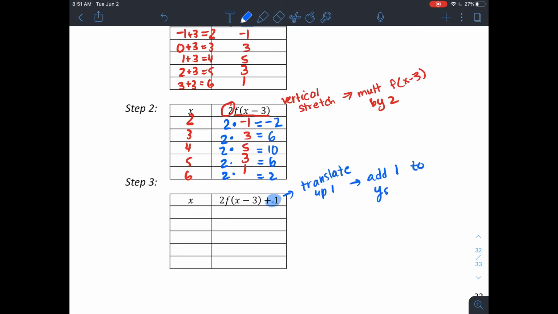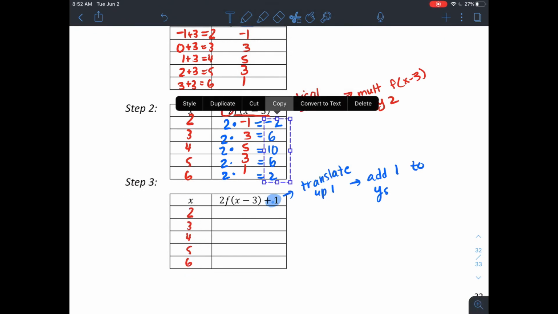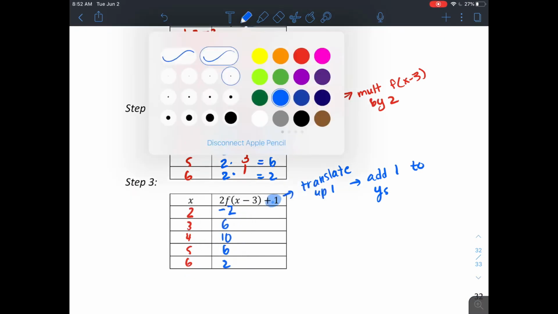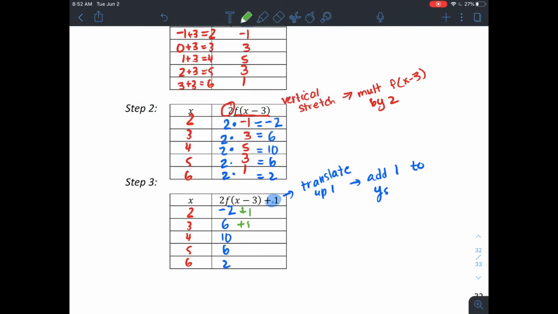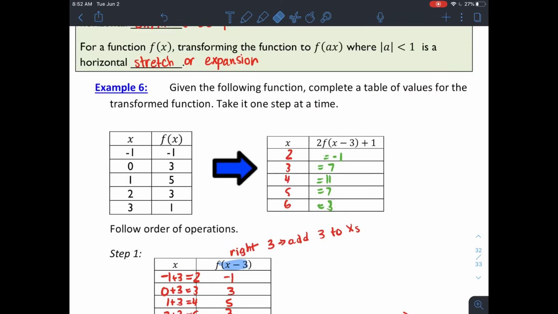So let me take my progress so far. I'm not changing my x's. I'm going to add 1 to all of those y's. And then I should have my final transformed points for my function that I was trying to get. And I guess I'll go back and put them up at the top where I had my table for my final values. So there we go.